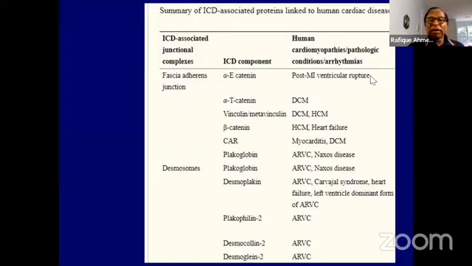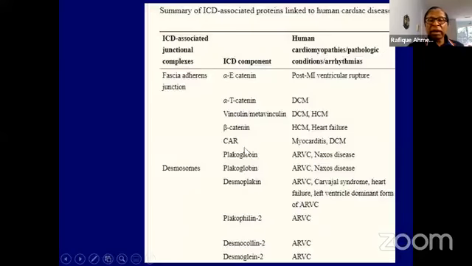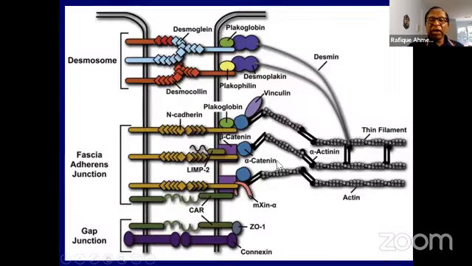And like this one, if we look at dilated cardiomyopathy, alpha T catenin, and where is the alpha T catenin? This is the alpha T catenin. This is connecting the actin filament to this one, and this can be defective. And then there is another one, let's say plakoglobin. This one is related to arrhythmogenic right ventricular dysplasia. And so this is the plakoglobin.